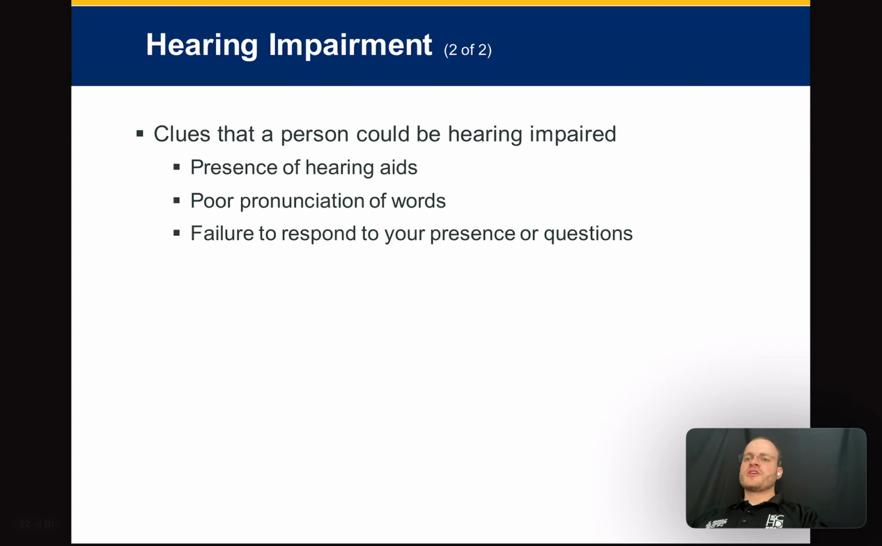Clues that a person could be hearing impaired are the presence of hearing aids and poor pronunciation of words. I'm sure you've heard someone who is deaf speak. It tends to have a very distinct sound. If you don't know what that sounds like, you could look it up on YouTube. Another clue is failure to respond to your presence or questions.